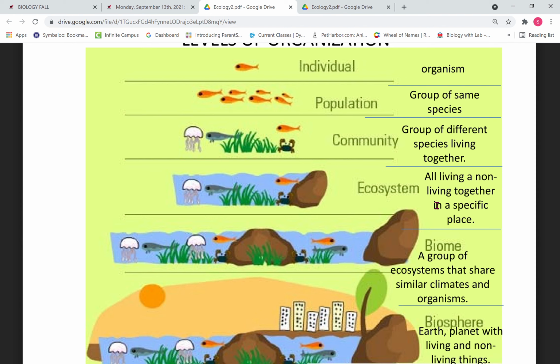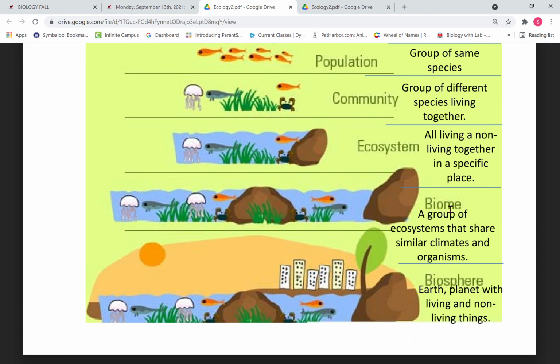Ecosystem is anything non-living and living. So the rocks, and that's kind of giving you an idea that it's non-living. Rocks are not living. Neither is water. Maybe the microorganisms in it are, but the water itself is not. So that's an ecosystem. As I get larger, including more ecosystems in a group, I'm looking at a biome. And then if I'm looking at the entire Earth, I'm looking at the biosphere. And that would include all living and non-living.